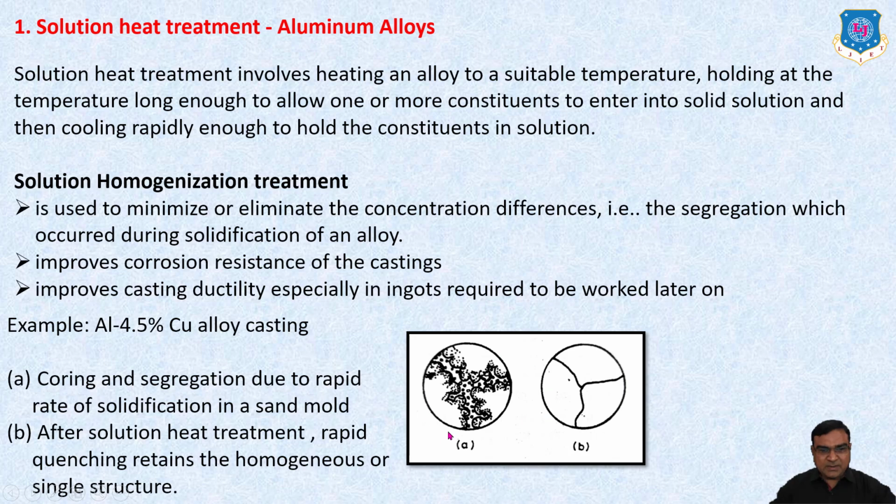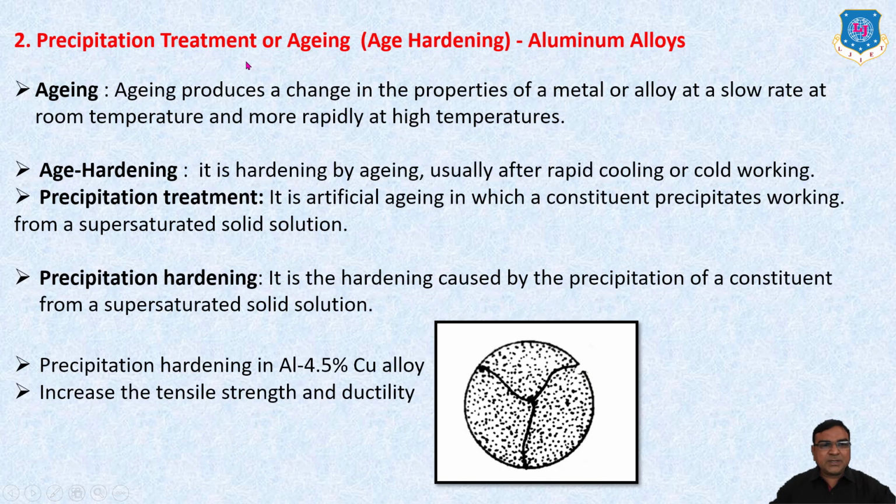So this is the example of aluminum 4.5% copper alloy casting. So A is the coring and segregation due to rapid rate of solidification in sand mold. After solution heat treatment, rapid quenching retains the homogeneous single structure. Precipitation treatment or aging is also known as age hardening for aluminum alloys.